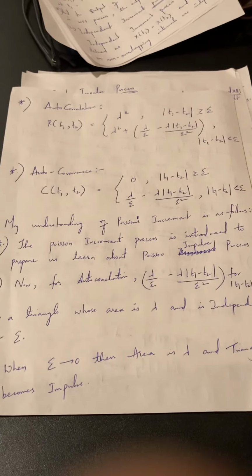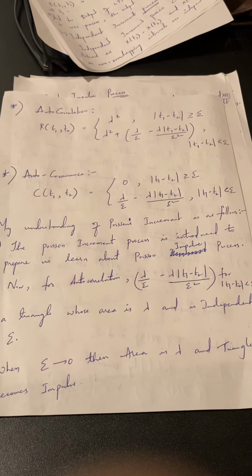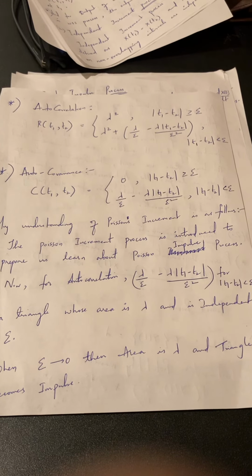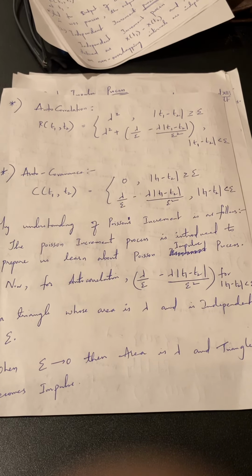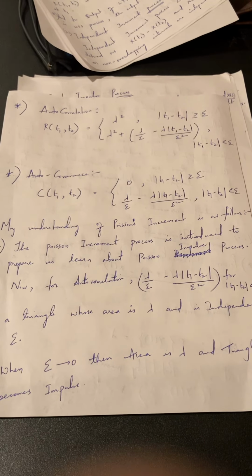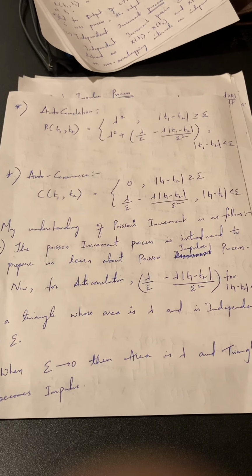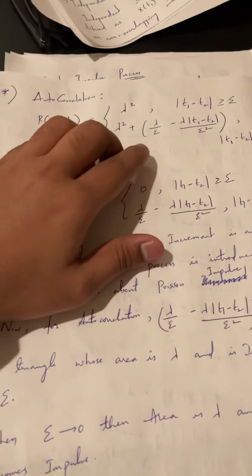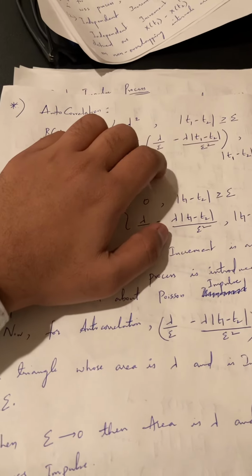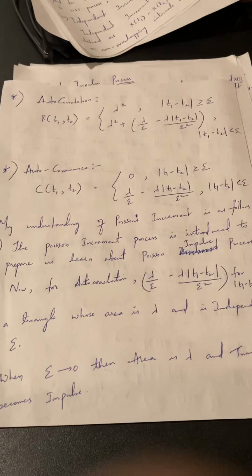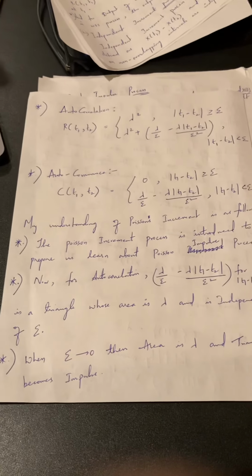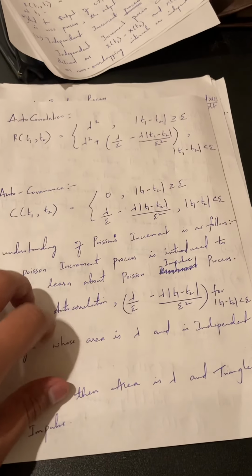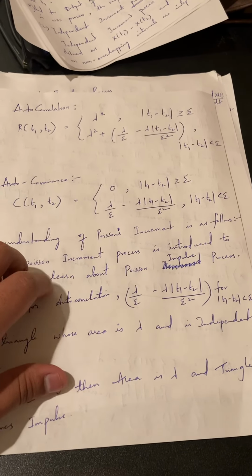My understanding of Poisson's increment is that it is introduced to prepare us for the Poisson's impulse process. We can also observe that the autocorrelation is basically a triangle whose area is lambda and is independent of epsilon. So as epsilon tends to 0, the triangle becomes an impulse and the area becomes equal to lambda.